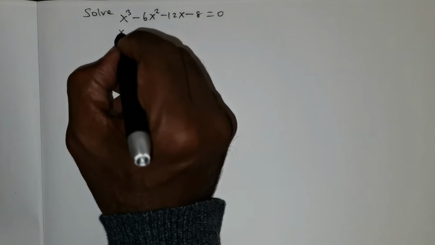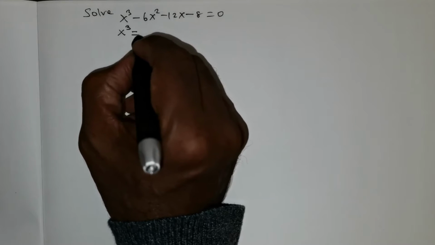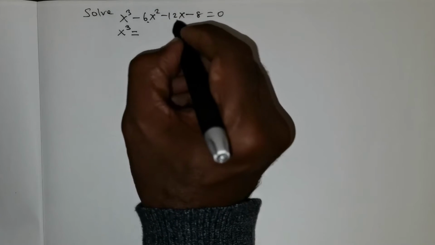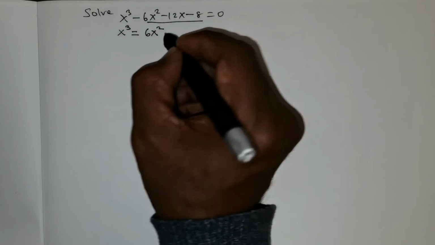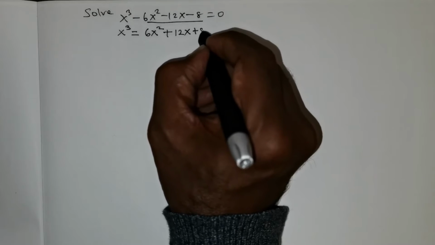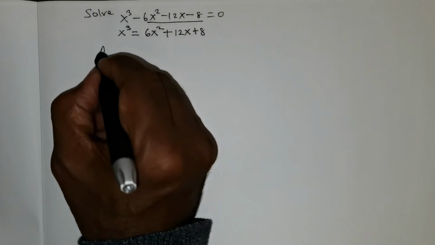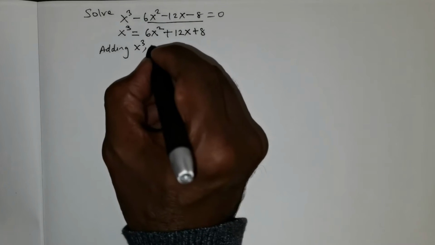So foremost, what I would be doing is having x cubed on the left, and I would move all of these terms to the right. So that would be giving me 6x squared, positive 12x, positive 8. Now I would be adding x cubed to both sides.